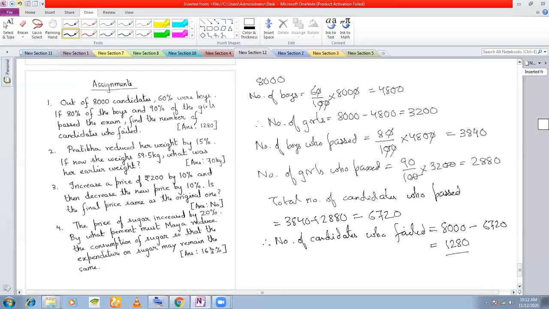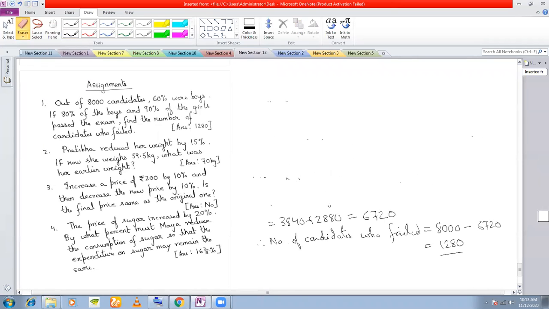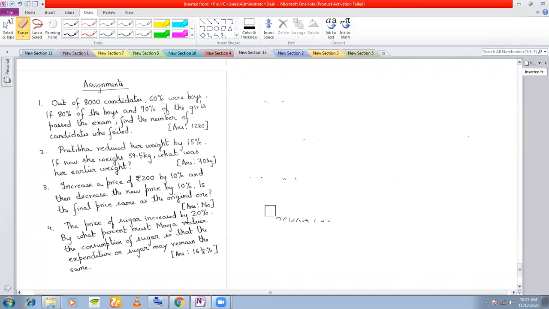Second problem here: Pratibha reduced her weight by 15%. If she now weighs 59.5 kg, what was her earlier weight? So we want to calculate the original weight here. Let us say the original weight is equal to x. Now from the original weight, how much are we reducing? What is the reduced weight? 15%.